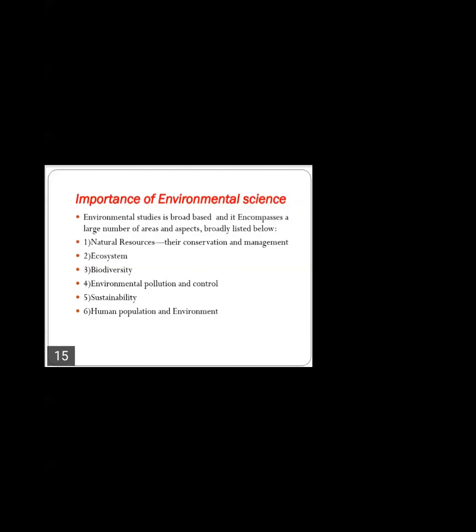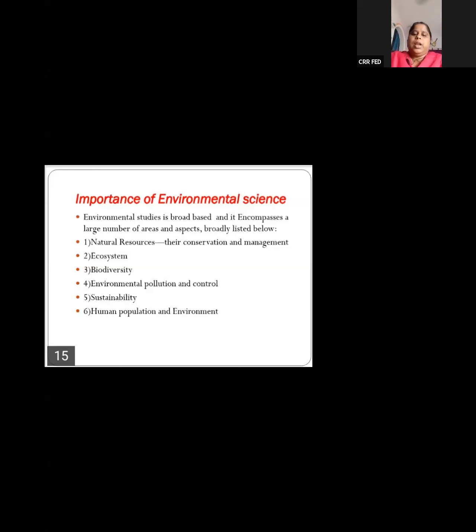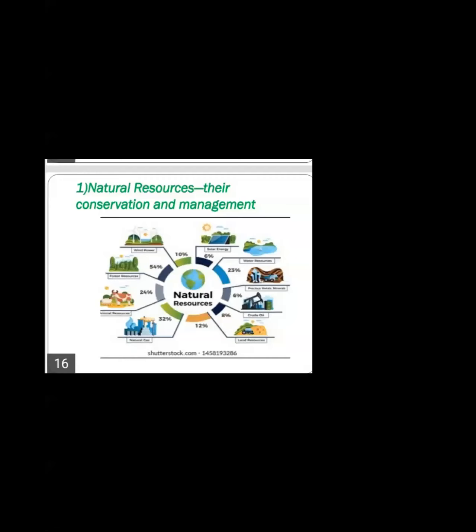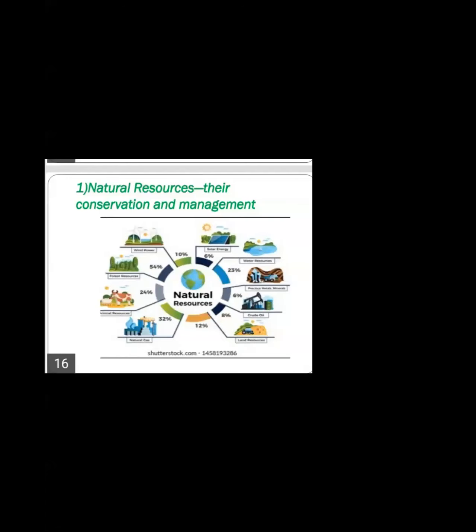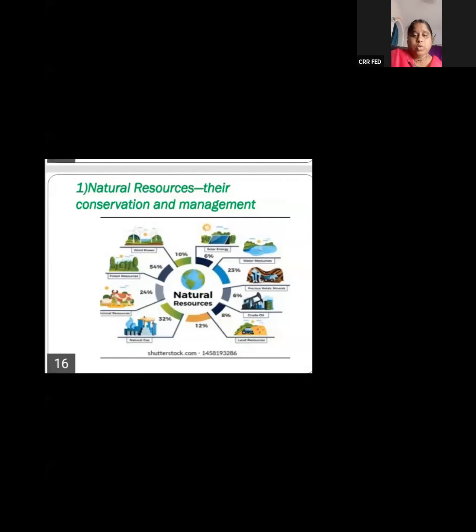We are having 6 types of aspects. Those are natural resources, ecosystem, biodiversity, environmental pollution and control, sustainability, human population and environment. In these aspects, environmental science is very useful for us in our day-to-day life and also in our career. So how is it important in case of natural resources? We are having different kinds of natural resources: food resources, water resources, energy resources. Energy resources are of two types: renewable energy resources, non-renewable energy resources.